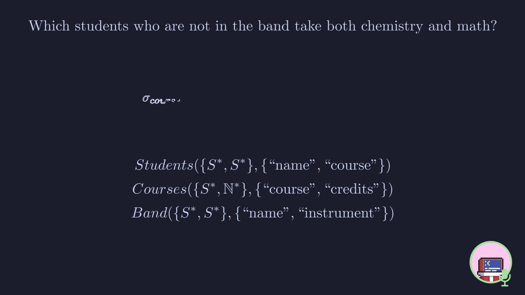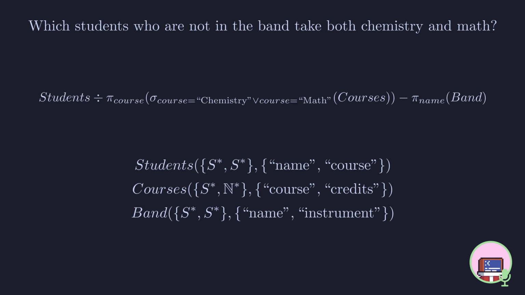First, we select the chemistry and math courses and project only the course attribute, because we don't care about the amount of credits each course gives. Next, we can divide the student's relation by the result of the previous operations to get the names of the students associated with both chemistry and math courses. Finally, subtracting the names of the students in the band completes our query.